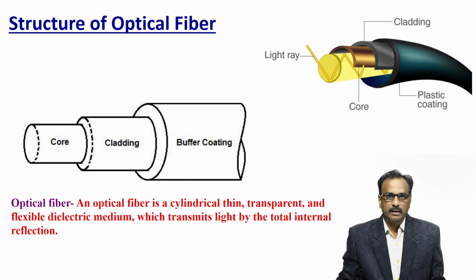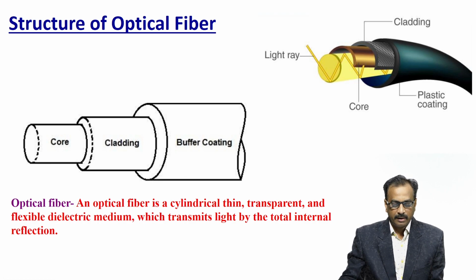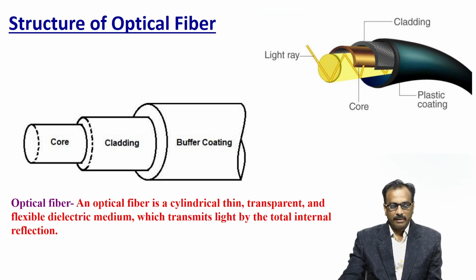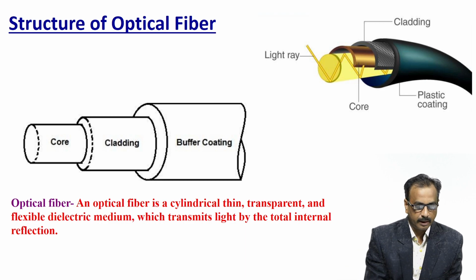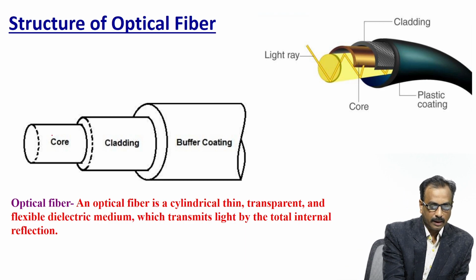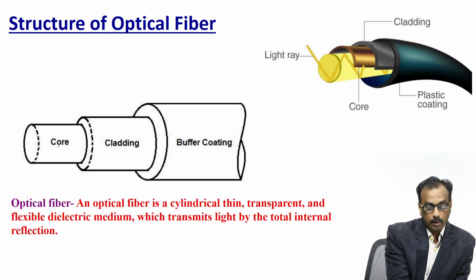The optical fiber is a cylindrical, thin, transparent, and flexible dielectric medium which transmits the light by total internal reflection. This is the structure of the optical fiber. The inner medium is the core material. The core is surrounded by cladding. The cladding is surrounded by a buffer jacket.